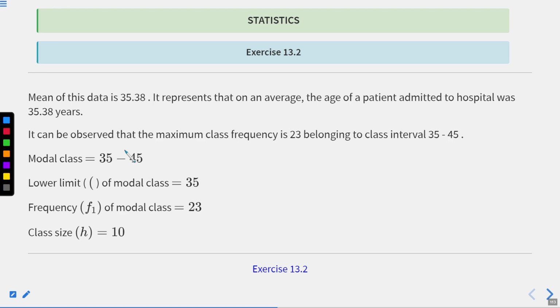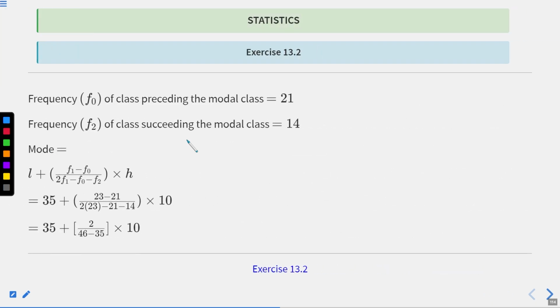We have to find the mode. Here it can be observed that the maximum class frequency is 23, belonging to the class 35 to 45. So the modal class is 35 to 45, and the lower limit of the modal class is 35. The frequency of the modal class is 23, and the class size h is 10. The frequency f0 of the class preceding the modal class is 21, and the frequency f2 of the class succeeding the modal class is 14.